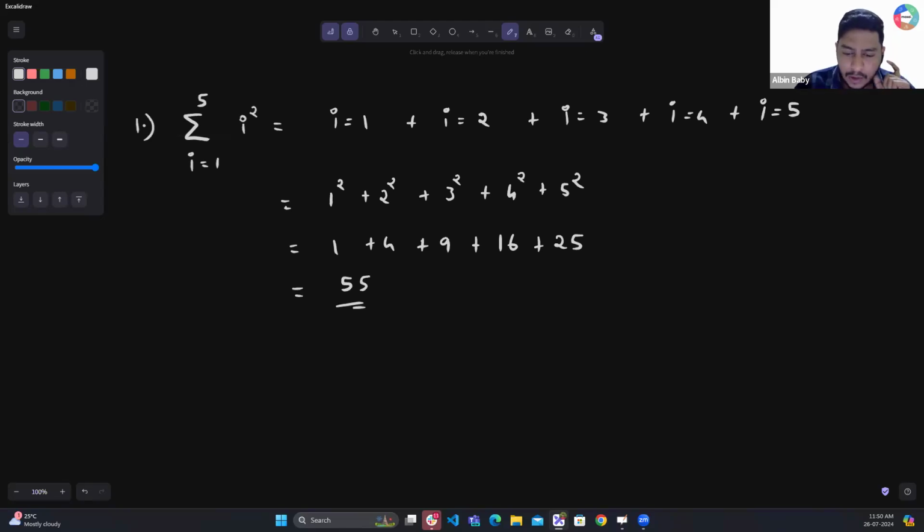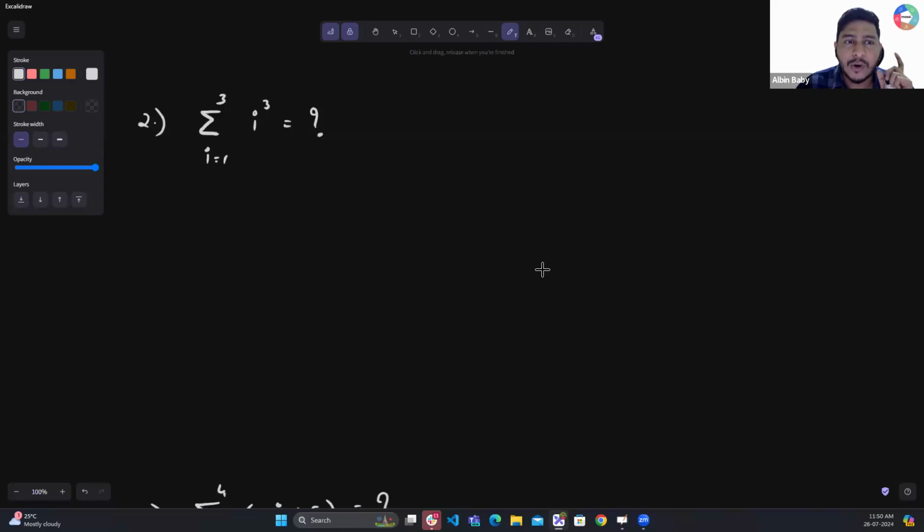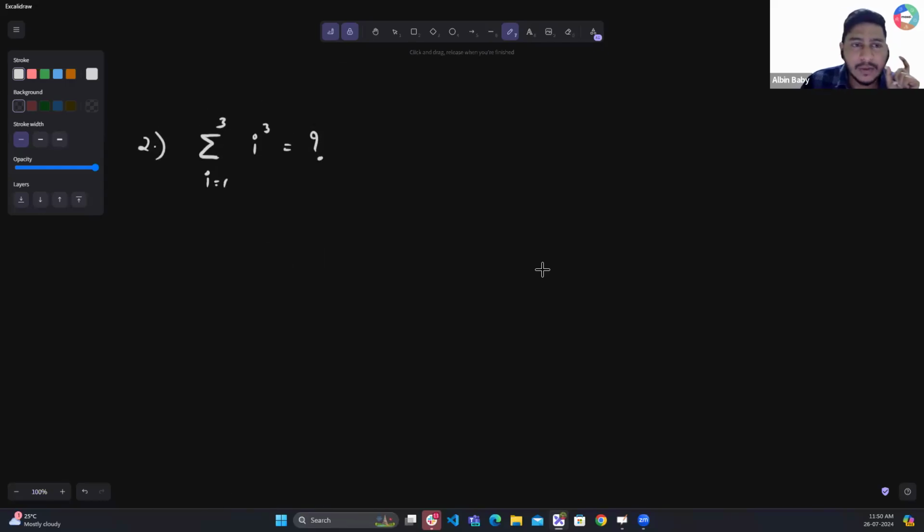Okay. Any doubts in this? Any one of you? Clear? All right. So let's go to the next question. What will be the answer for this? Summation of I equals 1 to 3, but I cube. This time we are doing I cube.